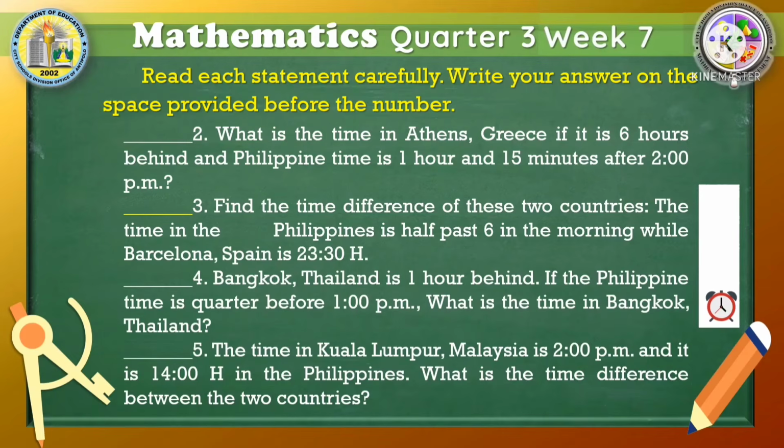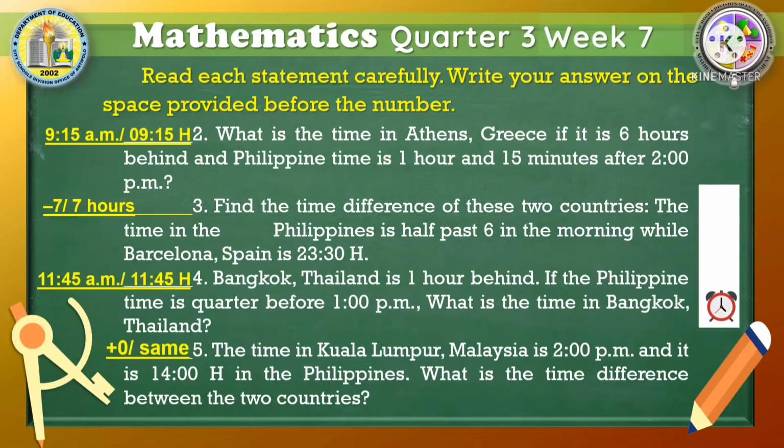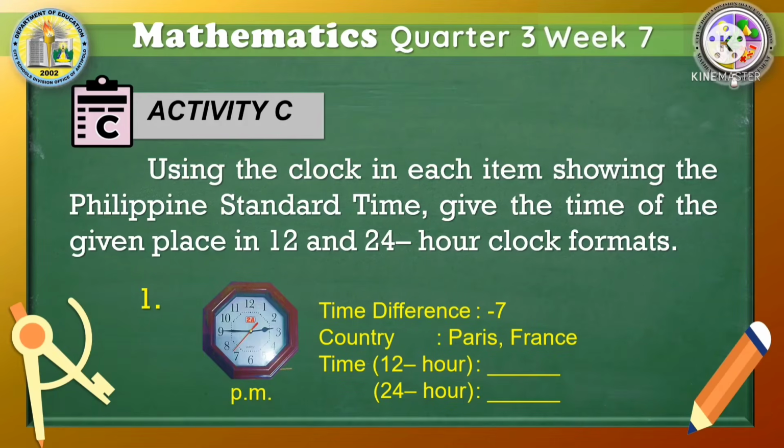Time is up! Here are the answers. Well done, kids! For the last activity, using the clock and each item showing the Philippine Standard Time, give the time of the given place in 12-hour and 24-hour clock formats. Based on the clock, what time is it? Correct! It is 2:45 p.m.